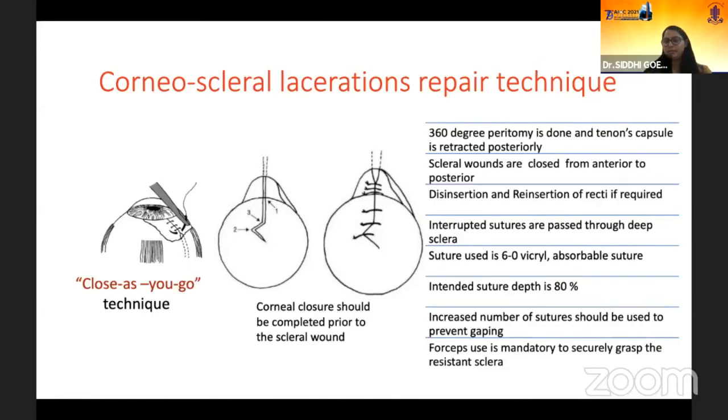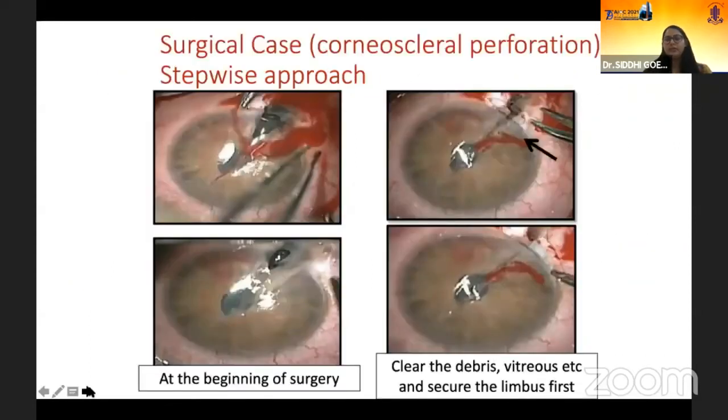Interrupted sutures are passed through the deep sclera at a depth of 80%. We use 6-0 Vicryl, which is an absorbable suture. And forceps use is mandatory, as opposed to the cornea, to securely grasp the resistant sclera in case of a scleral perforation. So now this is just a graphical image representation of a surgical case of corneoscleral perforation.